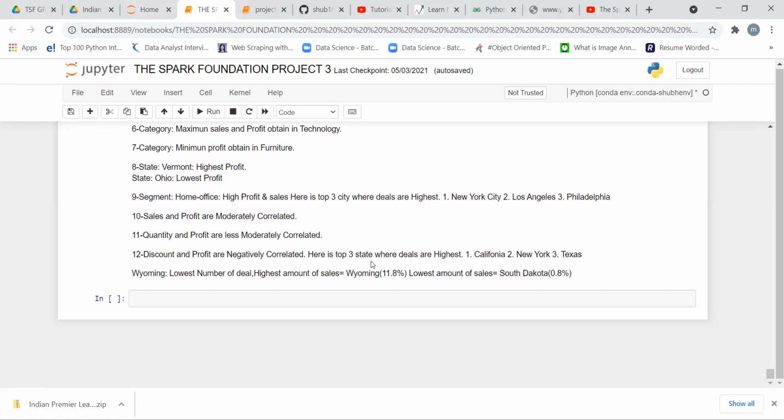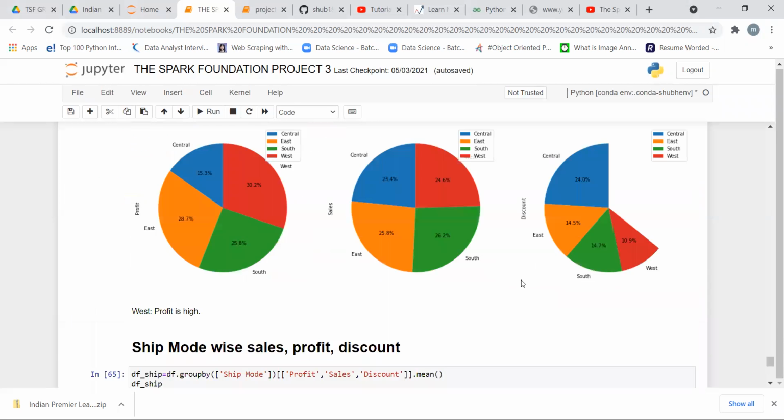The top states with the highest number of deals are California, New York, and Texas, and Wyoming has the lowest number of deals but the highest amount of sales, at 11.8%. The lowest amount of sales is South Dakota with 0.8%. This is our data set.